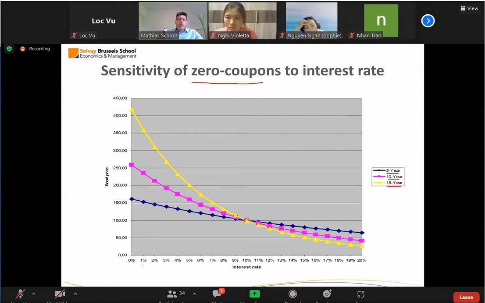So for instance, if we move from 1 to 2%, you see the impact on the yellow one will be much higher than the impact on that one. Here you just lose maybe, let's say, 5%, while here it's almost 15% that you lose.